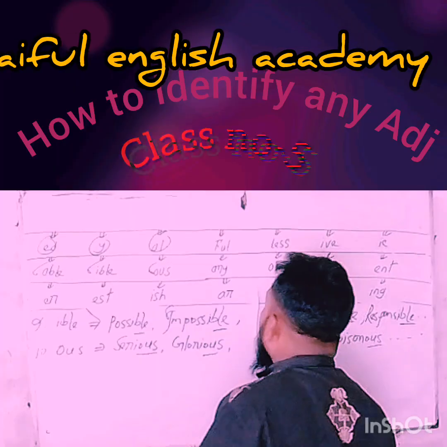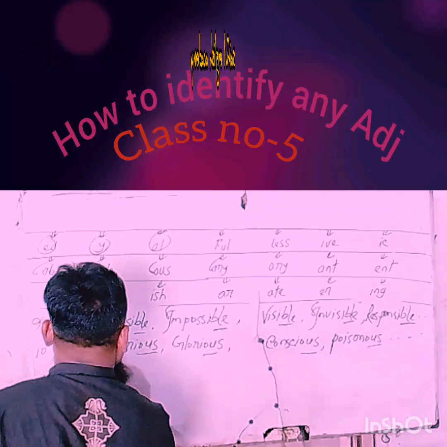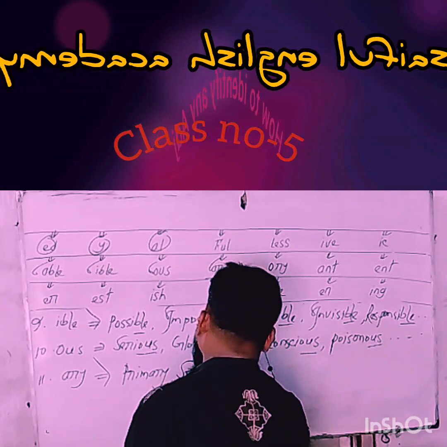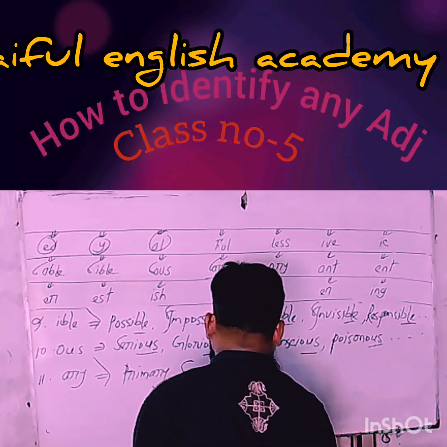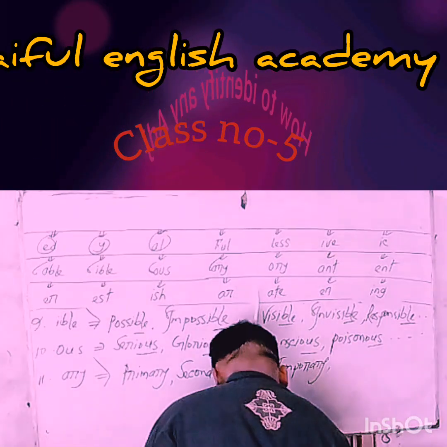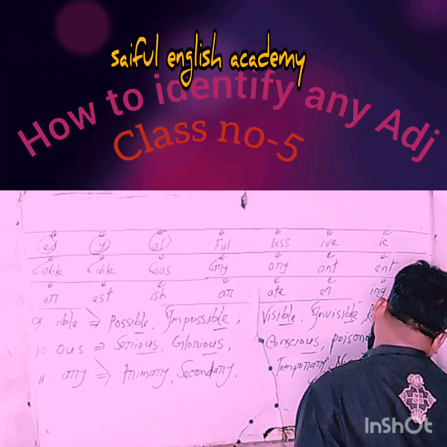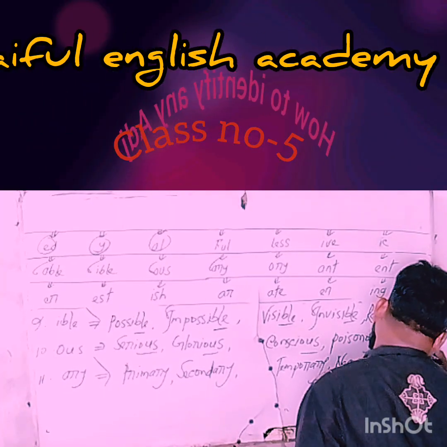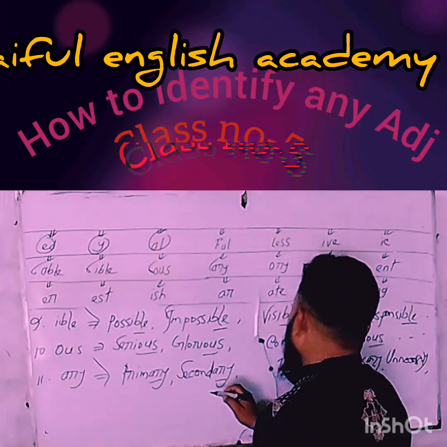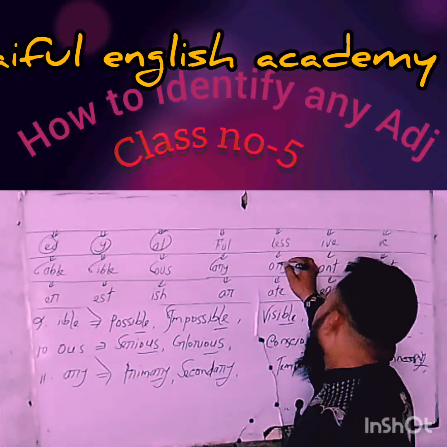Now think about the next suffix, ary. For example, primary, secondary, temporary, necessary, unnecessary, etc. My dear learners, if you notice such a suffix in words, you may of course consider such words as adjectives. Have you understood clearly?